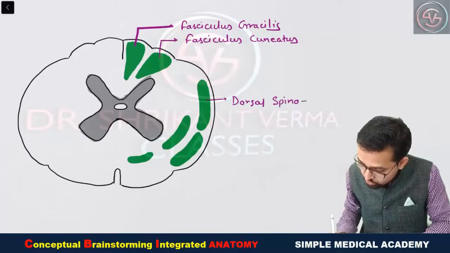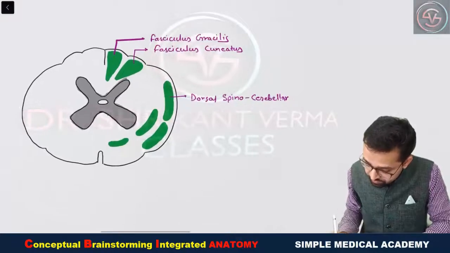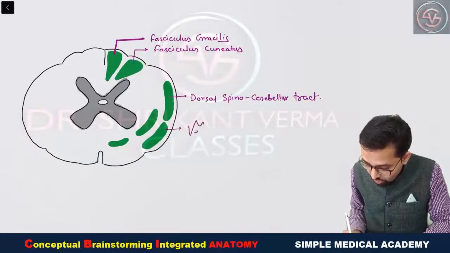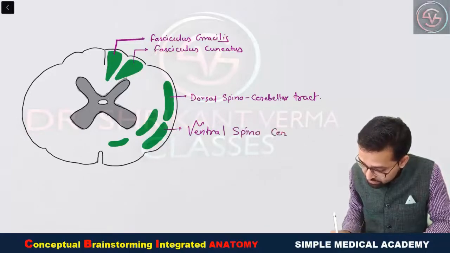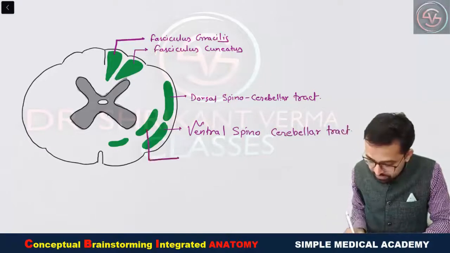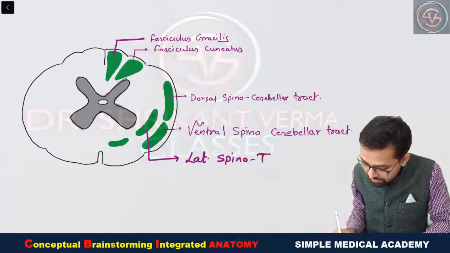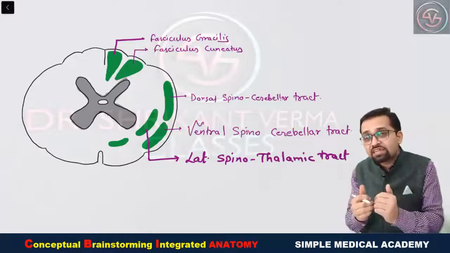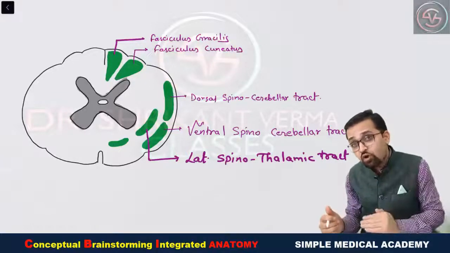spinal cord to cerebellum. That's why spinocerebellar, bundle of axons, that's why tract. This is on the anterior side, that's ventral, also you can say anterior, spinal cord to the cerebellum, that's why ventral spinocerebellar tract. While this bundle located on the lateral white column, that's why lateral, from the spinal cord to the thalamus, that's why spinothalamic tract. Just break the name and think about it, you will get the answer. Either it is ascending or descending. Yes, spinothalamic, meaning this is going from the spinal cord towards the thalamus.